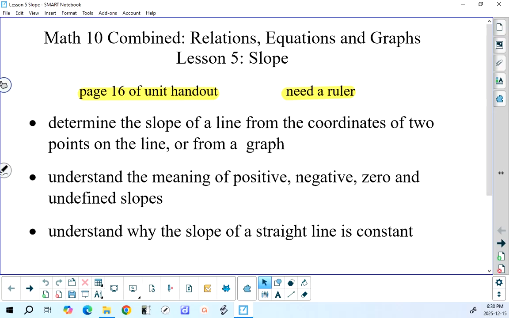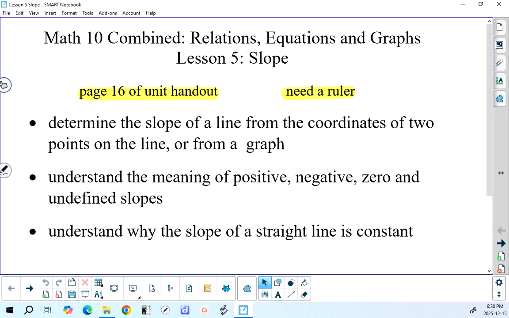We're looking at Lesson 5 today from Unit 6 in Math 10C. Unit 6, of course, is dealing with relations, equations, and graphs. This lesson is called Slope, and it can be found on page 16 of your unit handout. You will need a ruler today for much of the work we do.